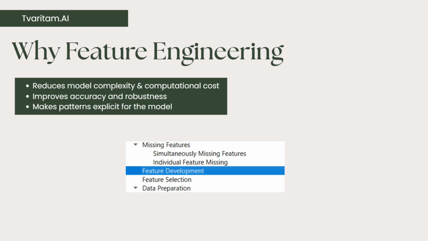Another important reason is that some model architectures such as linear regression or tree-based models may struggle to capture complex non-linear relationships between the input variables. So in these cases, feature engineering can help you to explicitly cover these patterns. And finally, it can also help the model to make some hidden patterns explicit, allowing the model to learn more effectively.